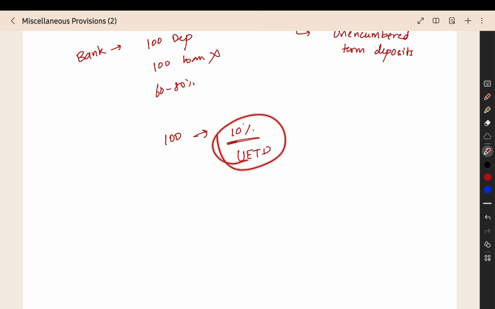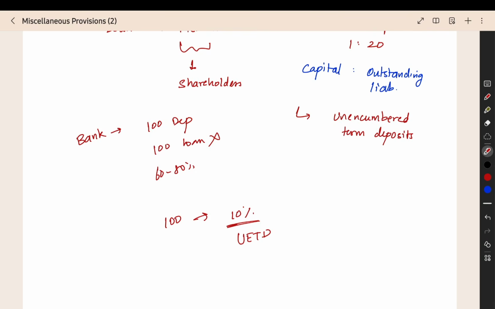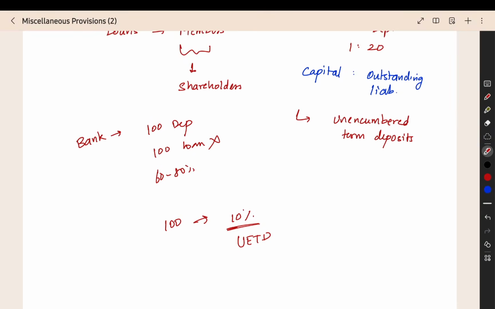Now, what is the use of this unencumbered term deposit? When you do not have cash for unforeseen circumstances, and suddenly some depositors are demanding the money back. Many depositors will not come and demand the money back. But in some cases, some people come and get the money back before the time also.